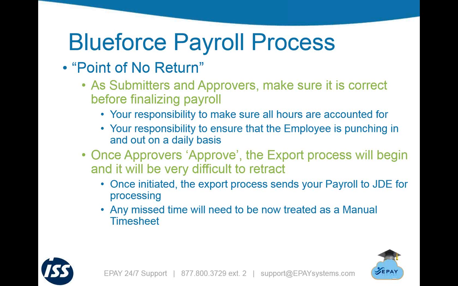Furthermore, once the approvers actually approve, the export process begins, and then, like I said, it's very difficult to retract that. So once again, once it's initiated, the export process sends all that information to JDE, and once it's sent to JDE, at that point, it's like a no-go. Any changes, any missed time, anything that you need to do has to be done via that manual timesheet. So I can't stress that enough. Make sure that we verify that payroll before we click submit and approve.